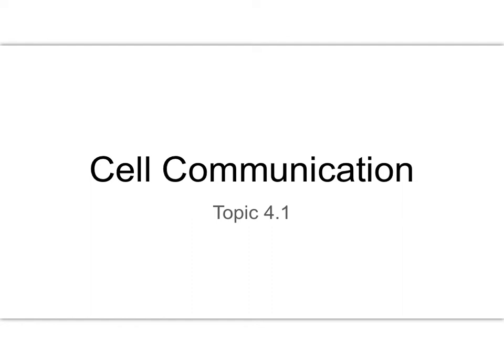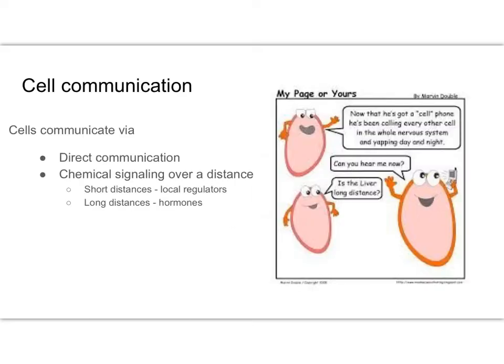So Unit 4 is going to focus on cell communication and tying that in also into the cell cycle. So we're going to start with the basics of cell communication and we'll move on from there. So cells are going to communicate basically two ways. They're going to communicate via direct communication, so one cell actually touching another cell, so cell-to-cell contact, and we'll look at some specific examples of that.